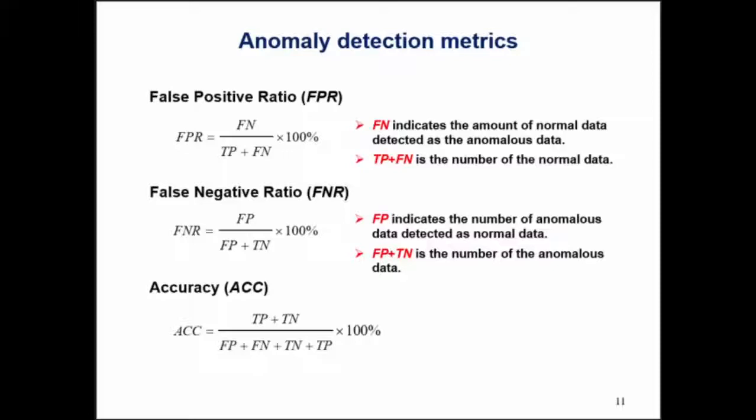To weigh the performance of the anomaly detection, we can use three metrics. The first is the false positive ratio, which indicates the percentage of normal data detected as anomalous data. The second is the false negative ratio, which means the percentage of anomalous data detected as normal data. The last one is accuracy, which means that normal data are detected as normal and anomalous data are detected as anomalous.